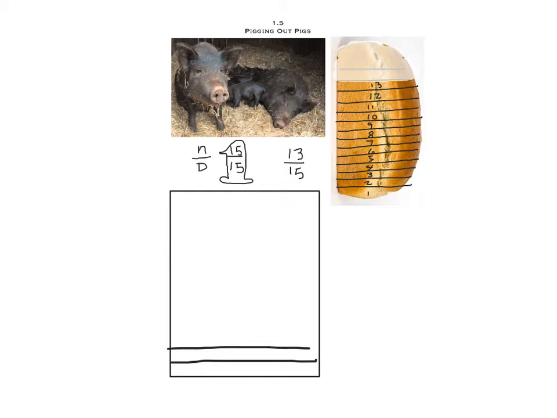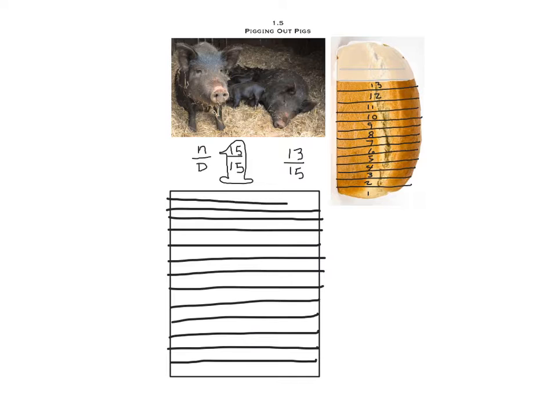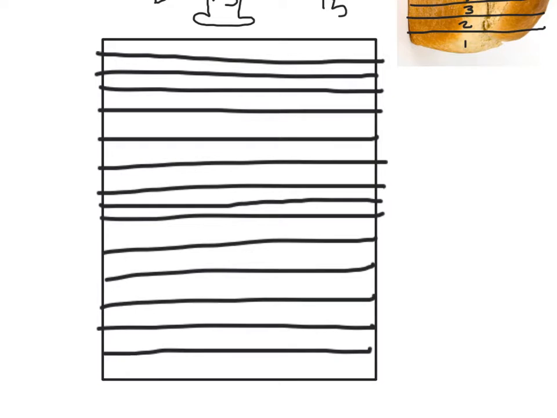So I got 1, 2, 3, 4, 5, 6, 7, 8, 9, 10, 11, 12, 13. Oh my goodness, I'm going to have to pick one of these fatter ones and draw another line right in here. And 14. That will give me 15 parts. So I've got 1, 2, 3, 4, 5, 6, 7, 8, 9, 10, 11, 12, 13, 14, and 15 parts. So now I'm going to make it bigger so I can draw in them. And I get 13 of them, so you should then have drawn 1, 2, 3, 4, 5, 6, 7, 8, 9, 10, 11, 12, and 13, right?